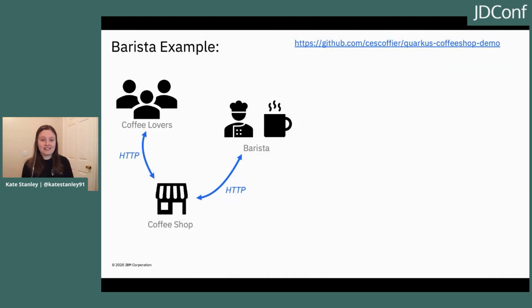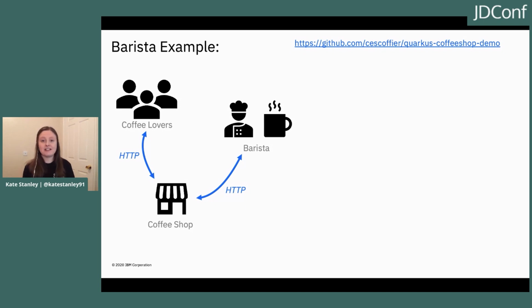So first, I'm going to start with a coffee example because everyone loves a good coffee example. When building applications, people often start by breaking them down into microservices that have HTTP communication between them. We have an example here, and you can go see the code on GitHub, but this has some coffee lovers making requests to a coffee shop, which then forwards on to a barista.